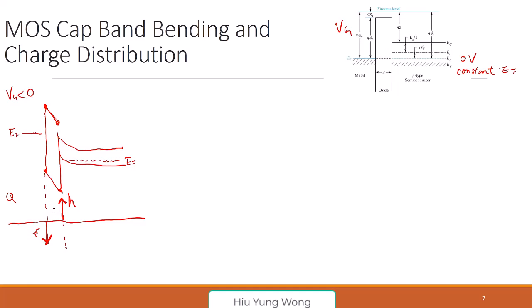Okay. Now, what if I apply a positive gate bias, but still smaller than the VTH? What will happen? How will it bend? Will the metal side continue to go up or go down, the Fermi level, when I apply a positive bias? The Fermi level of the metal will go down? Will go down. Thank you.